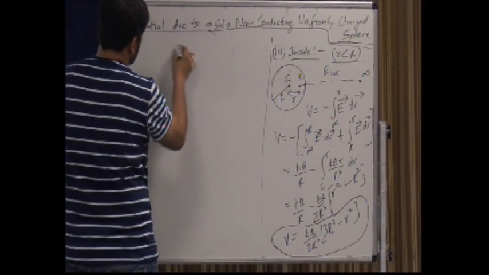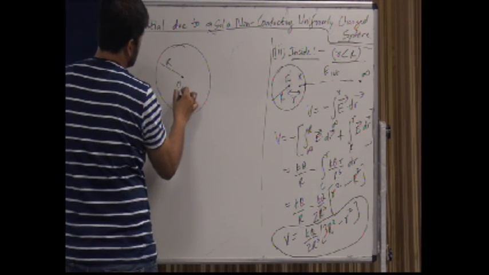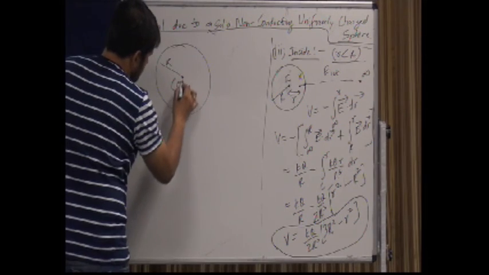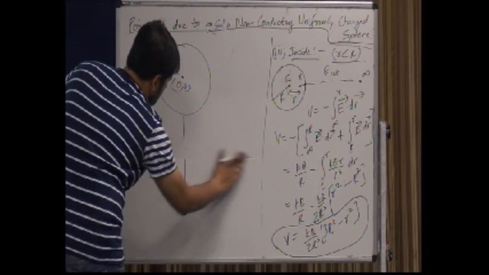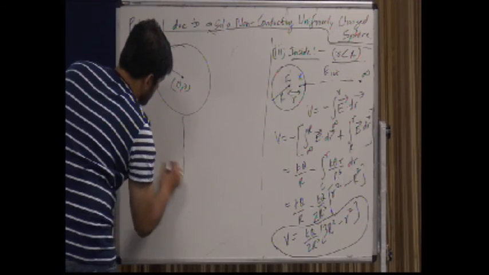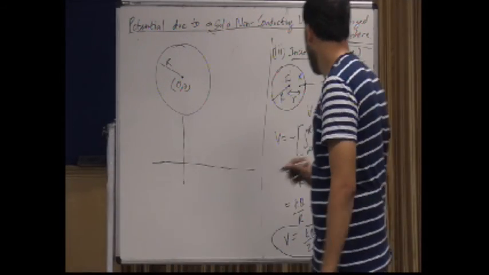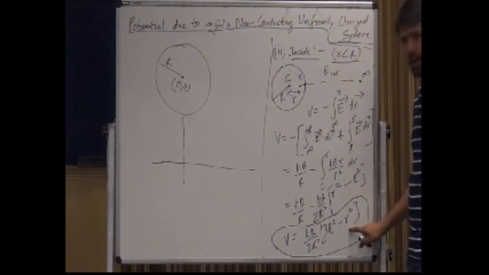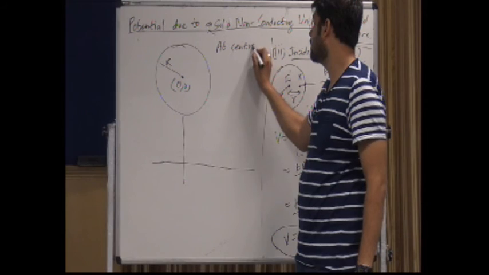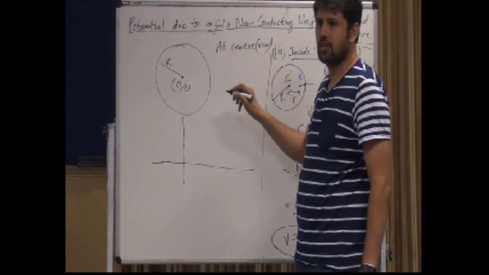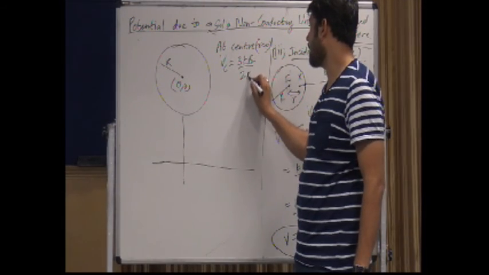Now this is a sphere, radius r. I take its center as origin, so the graph is like this. Let's start. At center, small r is 0. First let's find at center, small r is 0. So V center would be how much? 3kq by 2R.